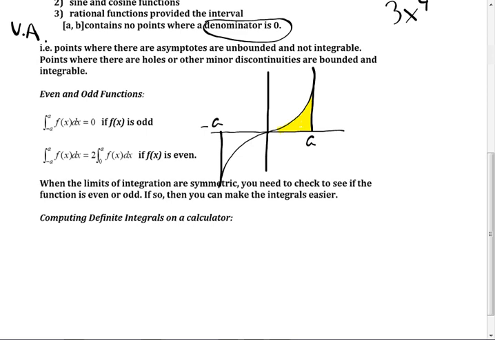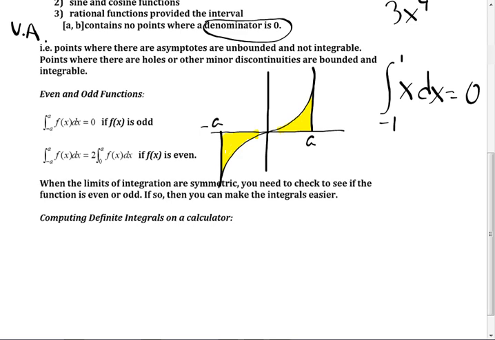The areas are the same value, but they are opposite in sign, right? So what's that integral going to be for an odd function? 0. So if I were to integrate x, that's an odd function, from -1 to 1, I don't have to do any work. 0.